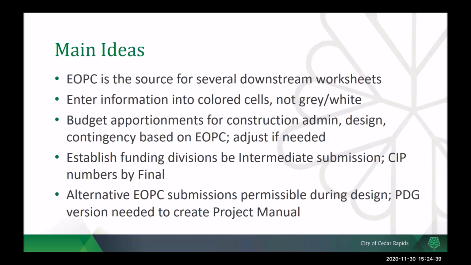So make sure that you're making use of that so that you can reduce transposition errors and also hopefully make your life easier. Enter information into the colored cells, not into the gray and white ones. If you really have to, for example, in those budget allocations, you can change that if you need to suit the particulars of a project. But once you do that, that's a one-way street. Can't come back from that.